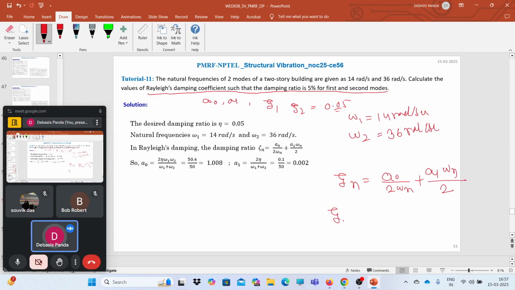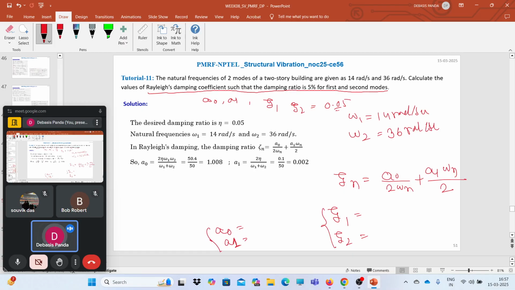So first you need to find the equation for zeta 1, then the equation for zeta 2. Once you have these two equations, you need to solve for a0 and a1, because you have two unknowns and two equations, so you can easily solve it.